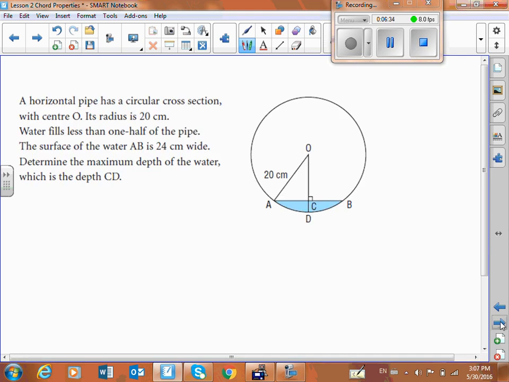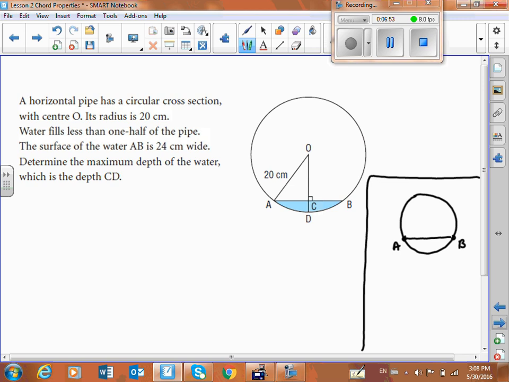Okay, this first problem is actually pretty tough to start with. So why don't we do something just a little easier off to the side here, and then we'll get into this horizontal pipe. So let's say I gave you a circle, and I'm going to give you chord AB. Just draw this into your notes. I'm giving you the line from center. We'll call that O. We'll call this little intersection point here C.